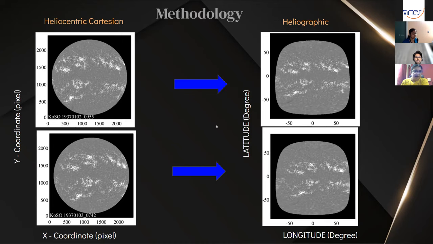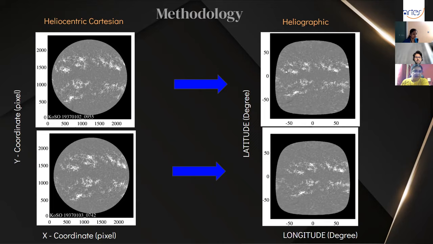So what is the purpose behind this conversion? Because we know that when the features are moving over the day, they move in a curved path. So to know how much shift is happening over the day, it's difficult on a curved path. If you convert into a straight line path, finding out how much shifting is happening over the day is much more convenient.